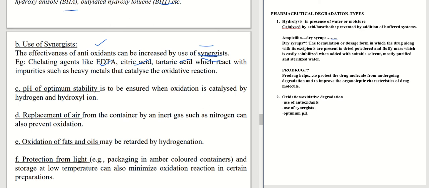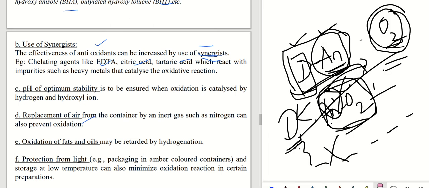So by maintaining the optimum pH, as we all know. And the most important point is by replacing the atmospheric oxygen. Let me explain like this.